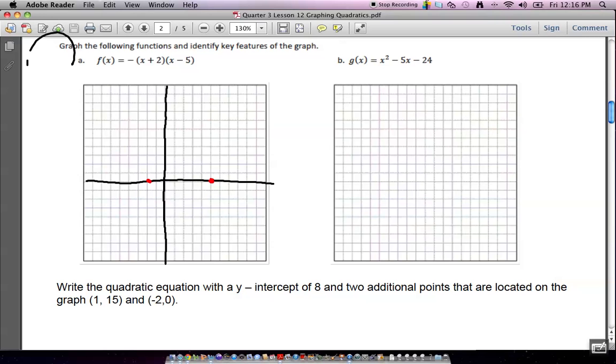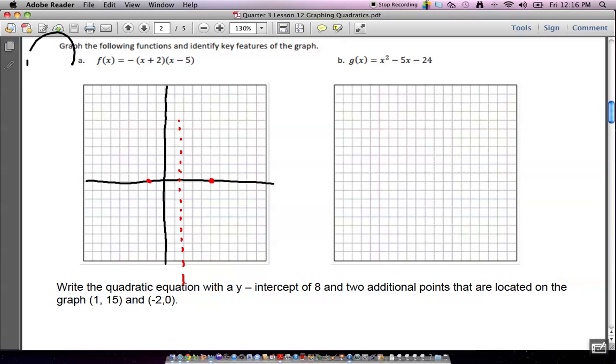Yes, what number's in the middle? 2? I don't think so. I'm going from negative 2 to 5. That's a distance of 7. If I cut that in half, it's 3.5, right? 1, 2, 3 and a half. So my axis of symmetry is going to be right there. 2.5? 1, 2, 3 and a half.